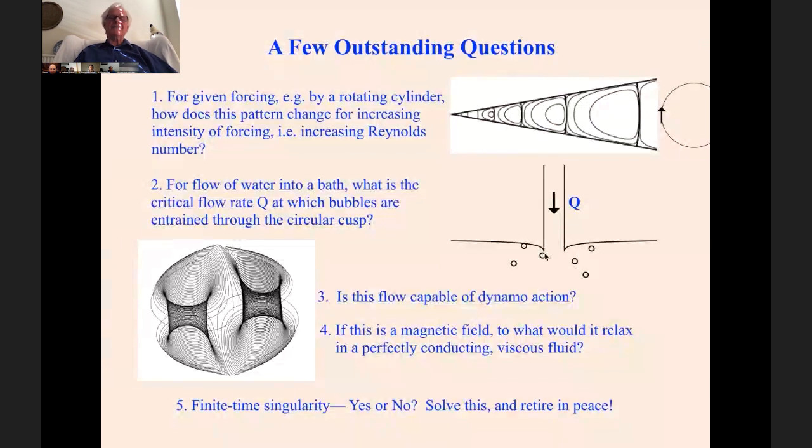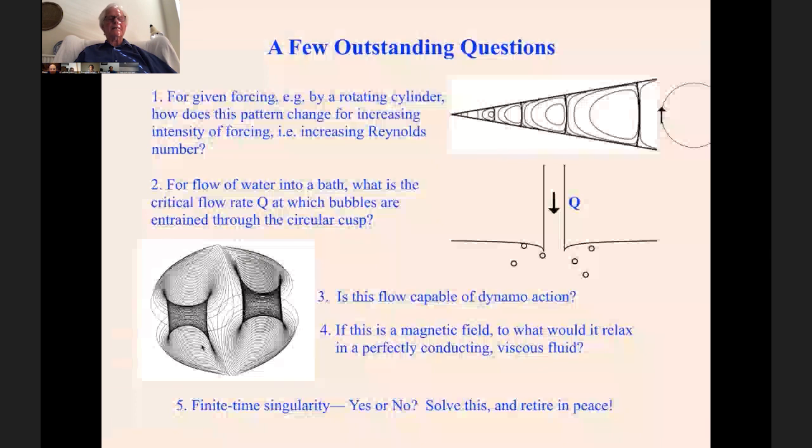But I think the behavior in the immediate vicinity of the cusp is generic and locally low Reynolds number, and that's where the bubbles get into the fluid. So what's the critical flow rate at which these are entrained?